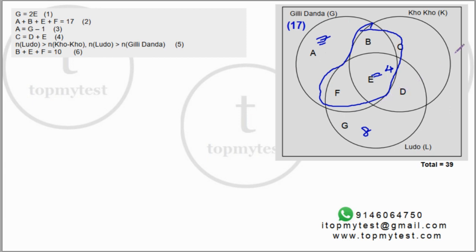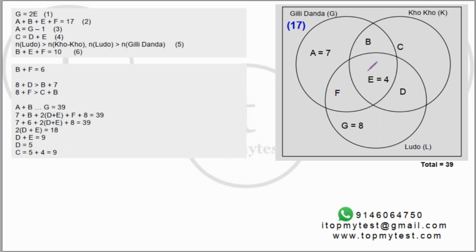Okay, let's move further. Now let's try to figure out something else. Now we know the number of people in Ludo is more than Kho. Ludo is more than Kho. So B and C should be less than this, right? 8 plus F should be more than B plus C. Similarly, A plus B should be less than D plus G, right? So I've written this down. Now because E is 4, B and F will add up to 6.